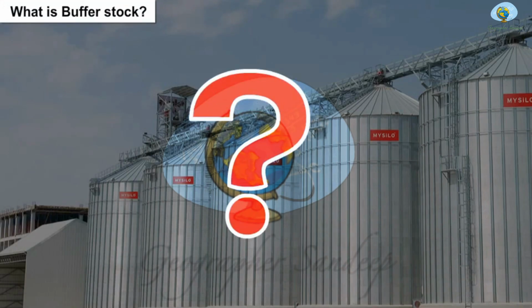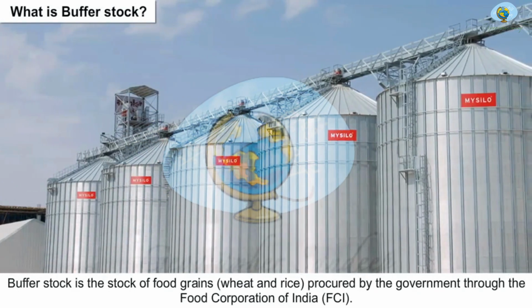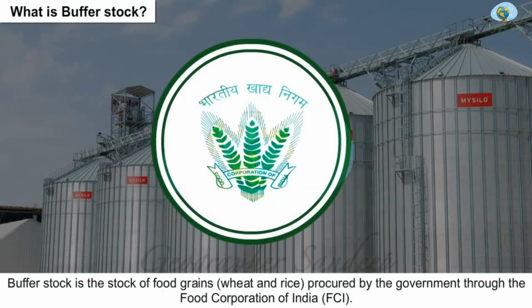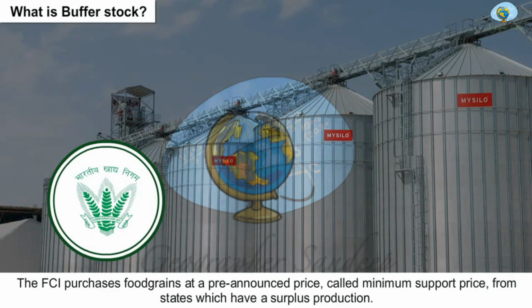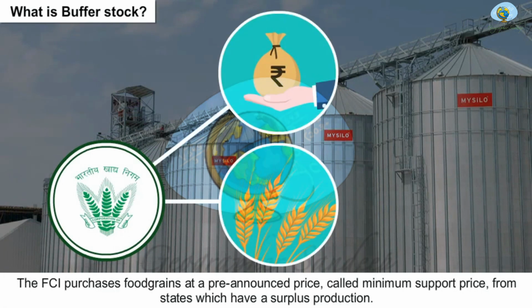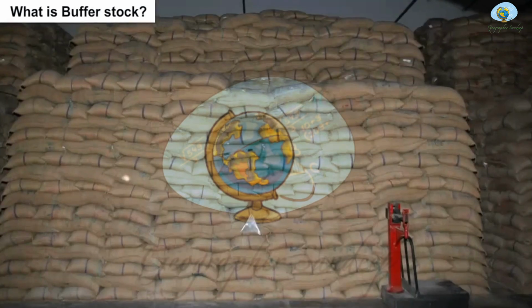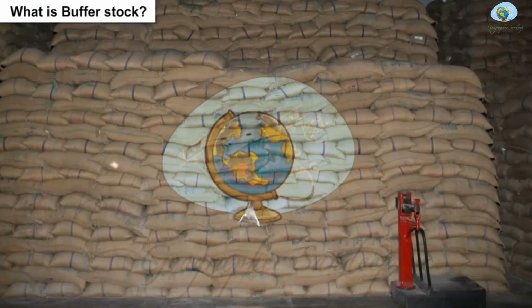What is buffer stock? Buffer stock is the stock of food grains, wheat and rice procured by the government through the Food Corporation of India (FCI). The FCI purchases food grains at a pre-announced price called minimum support price from states which have a surplus production. The stocks purchased are stored in granaries.